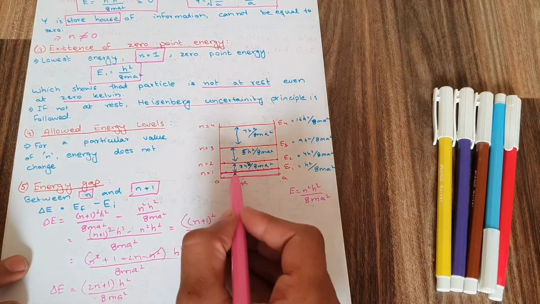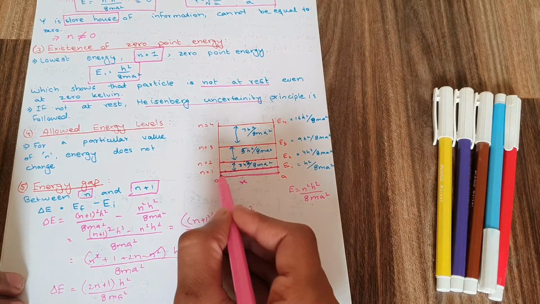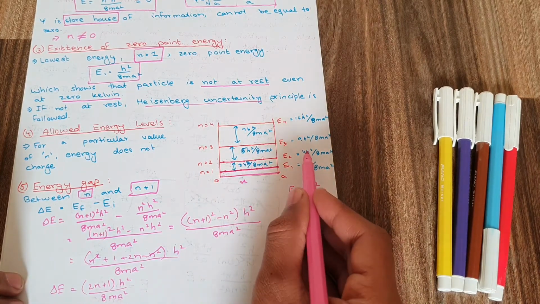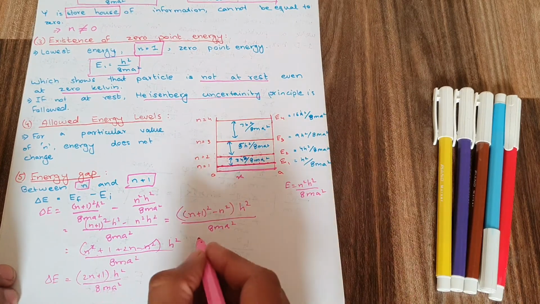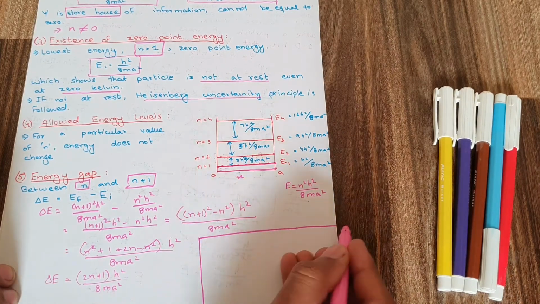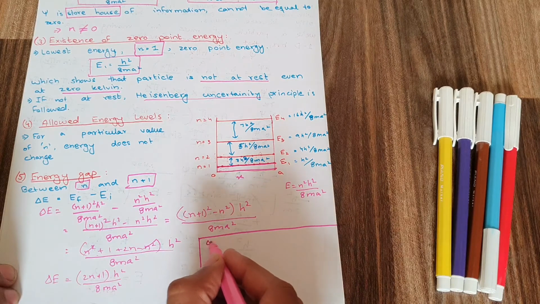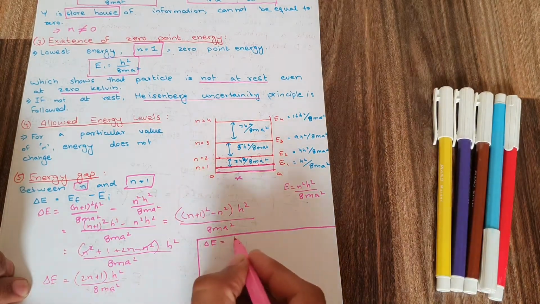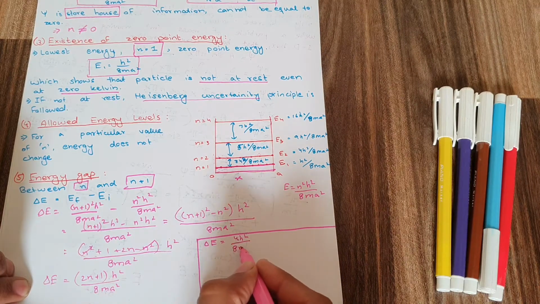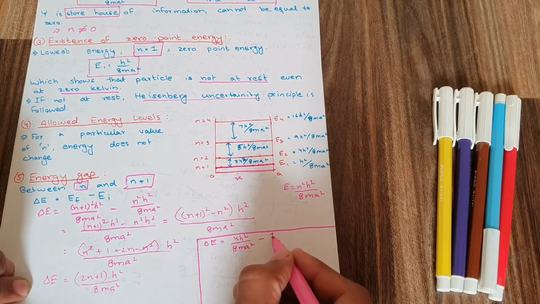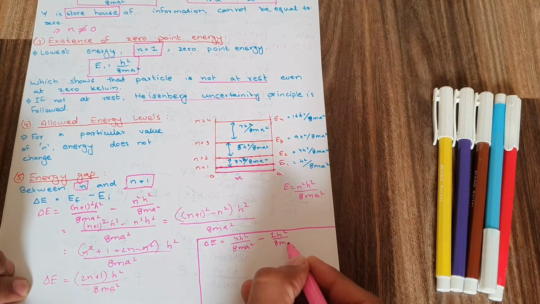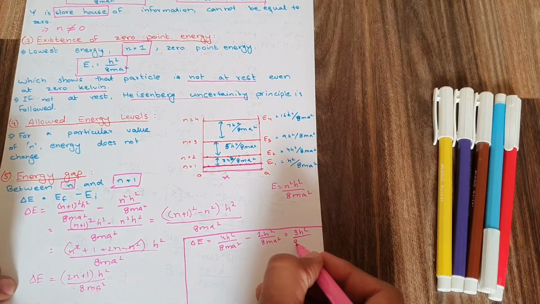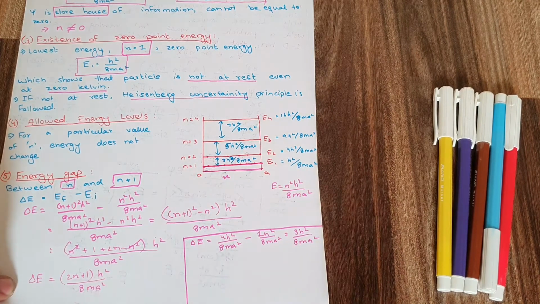So here, as you can see, the first gap is 3h square. My energy E1 has a value h square and E2 has a value 4h square. So if I want to find the difference, then delta E is equal to 4h square over 8ma square minus 1h square divided by 8ma square, and after subtracting I get 3h square over 8ma square. Okay, this is my energy difference.